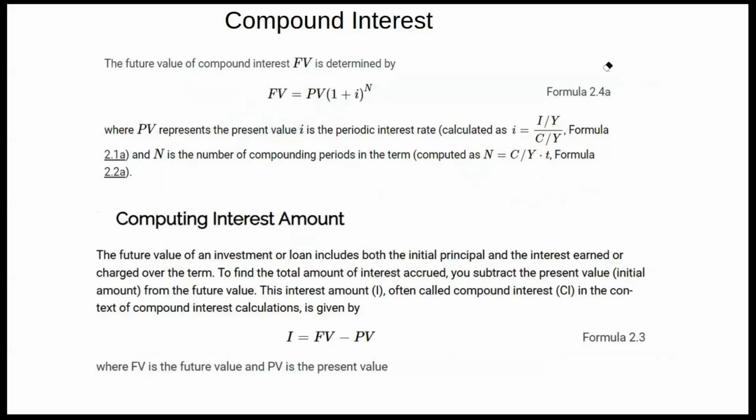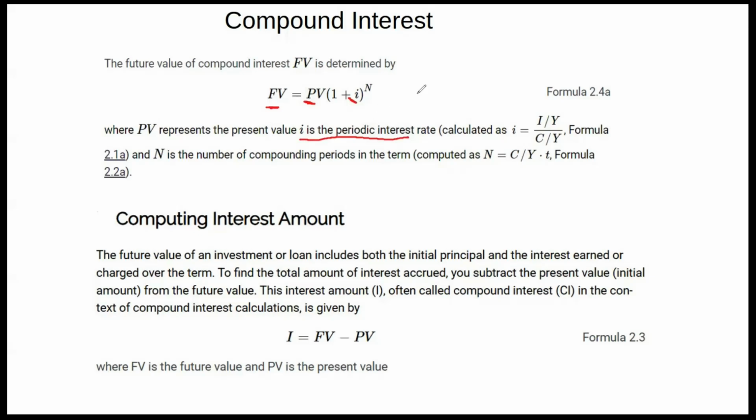Yes, so this is the formula. FV is the future value, in time, how much your investment will become. It's equal to the present value, right? How much you put in the investment, times 1 plus i. They explain that i is the periodic interest rate, right?